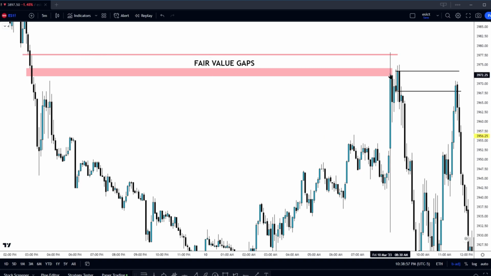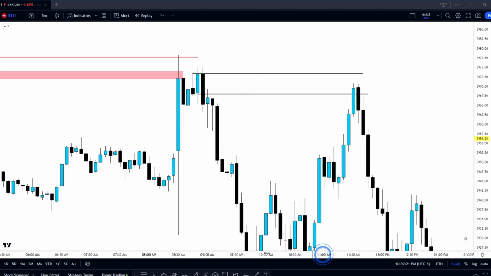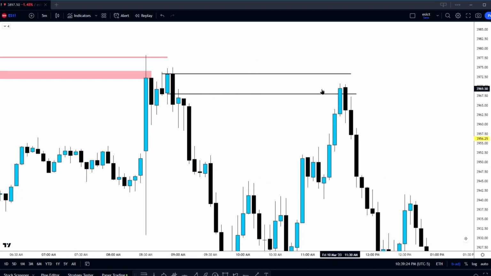So as price comes up in here and fills in the imbalance, it puts in a swing high. And then this right here is the order block. This is an intermediate term high, and inside that high is this order block. This is a high probability real order block. So as price comes into here, it doesn't violate the 50% line, and then it rejects.